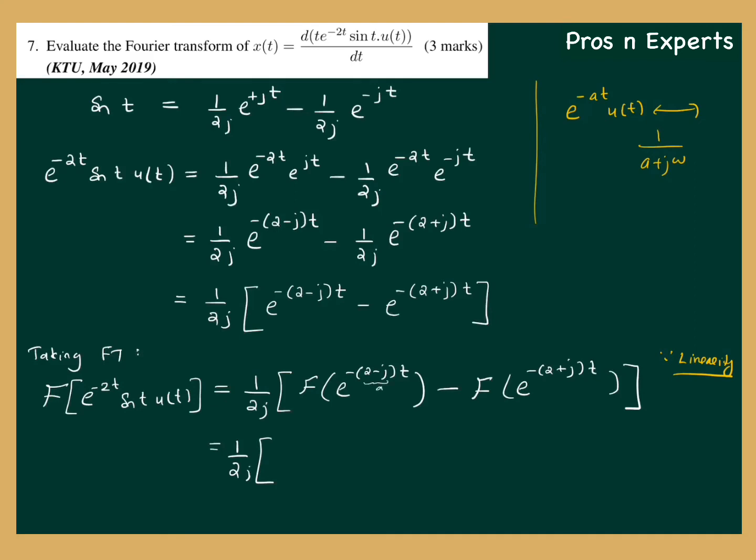So the Fourier transform is 1 by 2 minus j plus j omega, right? 2 minus j is a, so a plus j omega, similar. So 1 by 2 minus j plus j omega minus, what is the Fourier transform of this term? It is similar also, like e raised to minus at u of t. So I can write 1 by 2 plus j omega. That's the Fourier transform of the second term.